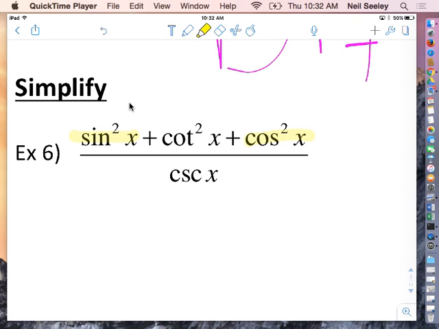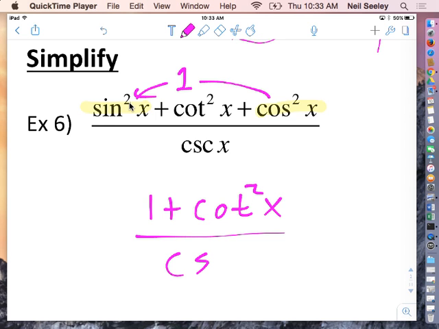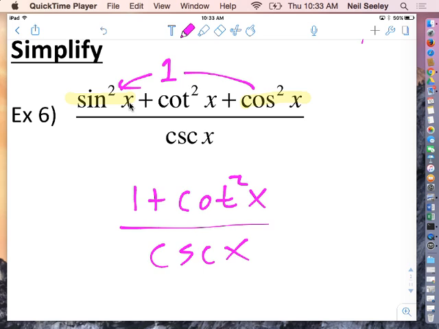Those right there make 1. Do you see that right there? These two right here, sine squared plus cosine squared, it's 1. That equals 1? Isn't that cool? So find those first because you love those. Everybody does. 1 plus cotangent squared x over cosecant x.